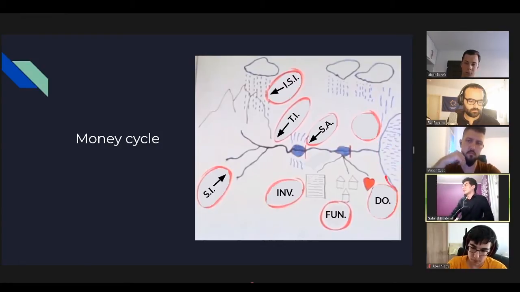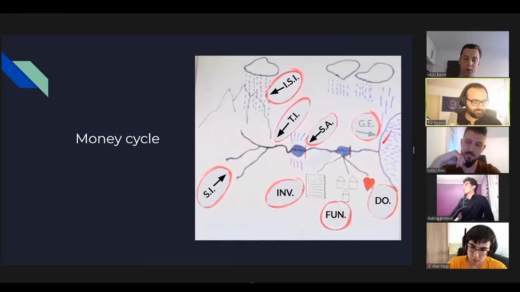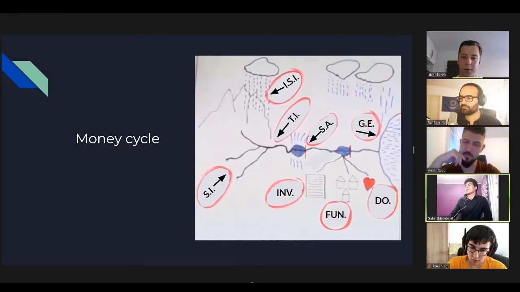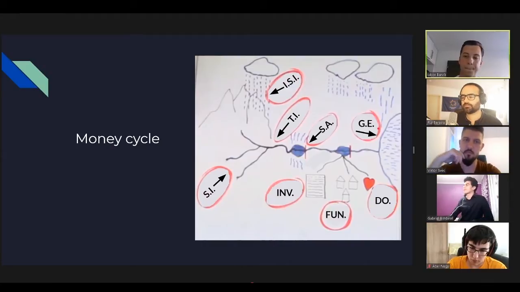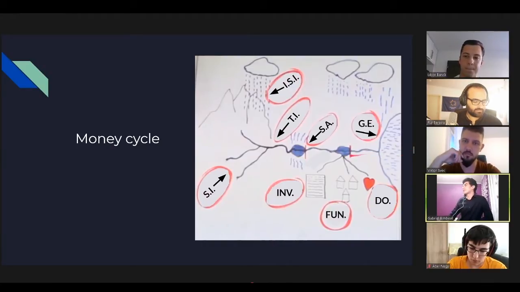And the ocean, what do you think it is? Expenses. The world, I don't know, life. Is it the rest that you have after all these? The global economy. Oh, okay. And your stream is going to flow into the global economy.